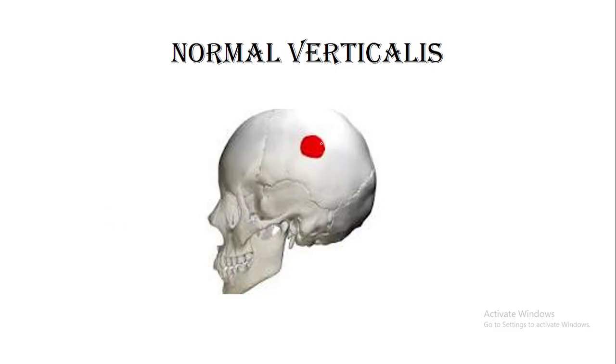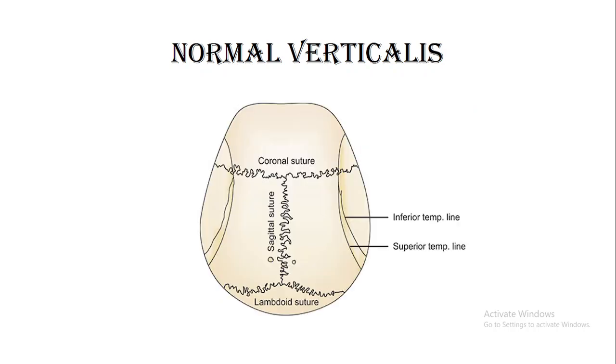Now, both the parietal bones are convex bones. So the highest point of the convexity of the parietal bones is called the parietal eminence or parietal tuber. Clinically, it has an importance because it is the most common site of fractures of the skull.